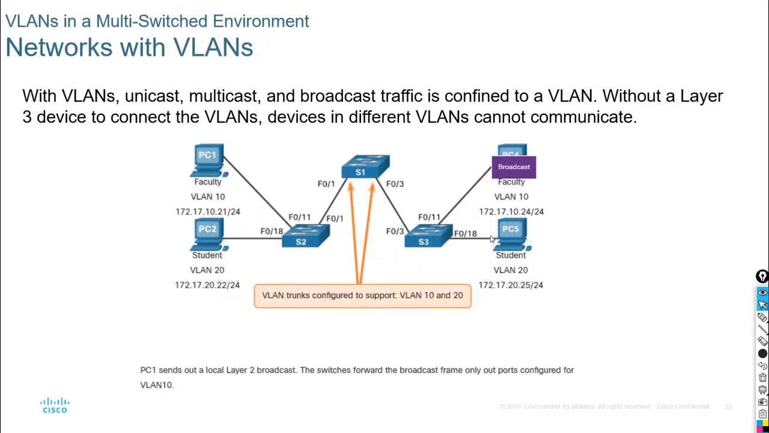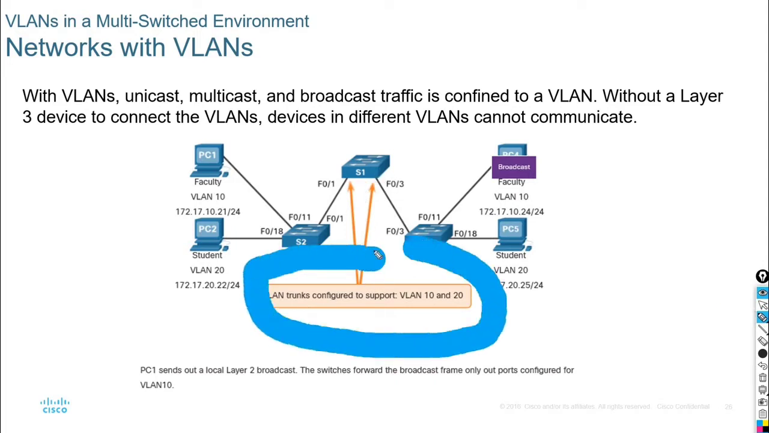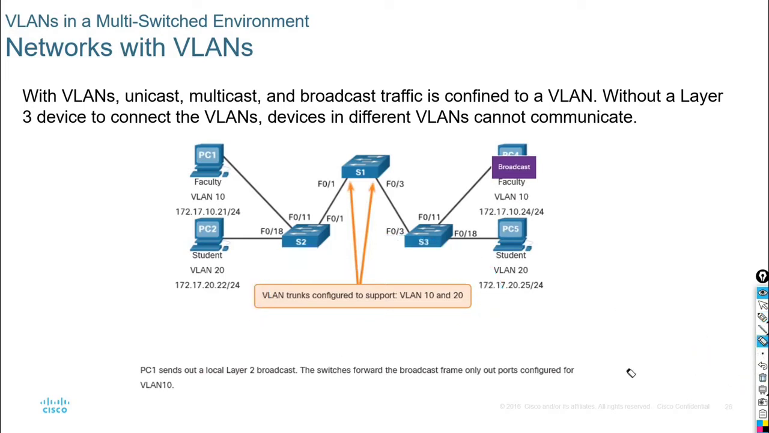Networks with VLANs, you can see VLAN trunks configured to support VLAN 10 as well as VLAN 20. The packet is only forwarded to the faculty. The packet is forwarded from VLAN 10 through switch S1 to S3 and the faculty. It is broadcasting like this.